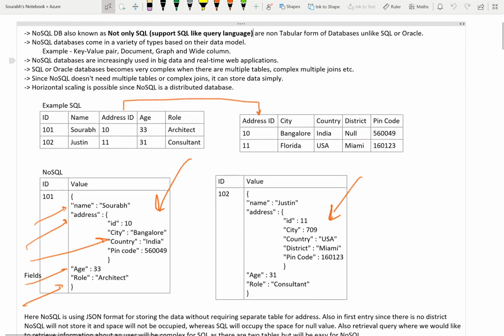Now let's take an example. Here I have a SQL database with a table that has 5 columns. The ID column holds the ID of the employees. There's a name, address ID, age, and role. Address ID is a field that is actually linked to another table. There is another table which has this address ID, so it's linked to this table. It is a join, and this address ID further has certain fields. Otherwise, what would have happened? I would have to create a big table with, let's say, 9 columns, in which I would have to include city, country, district, and pin code.